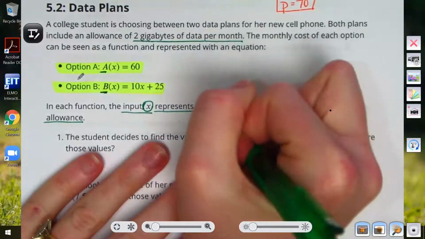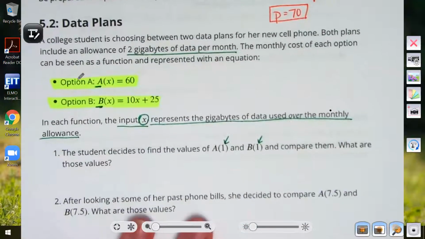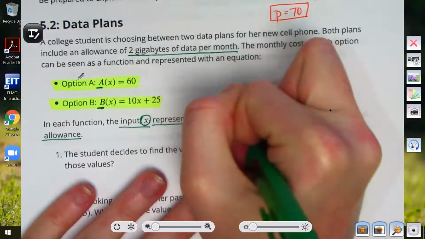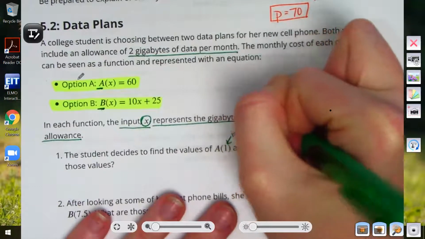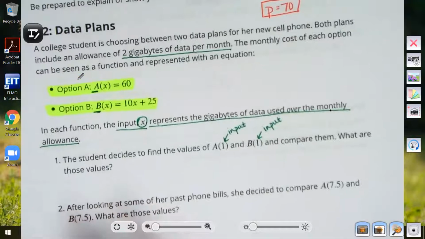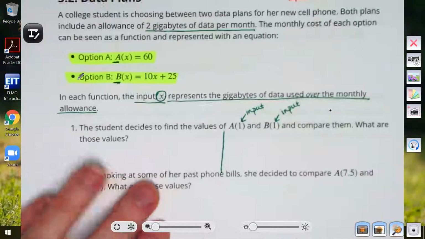Okay, so when they tell us this value on the inside of the parentheses, what did they just tell us? They told us the input for both of them. So instead of just coming out and saying the input is 1, they just wrote it in function notation. Okay, so we know how to read that. So what they're asking is they want to know the output when the input is 1. Good, okay, so let's divide up our section.